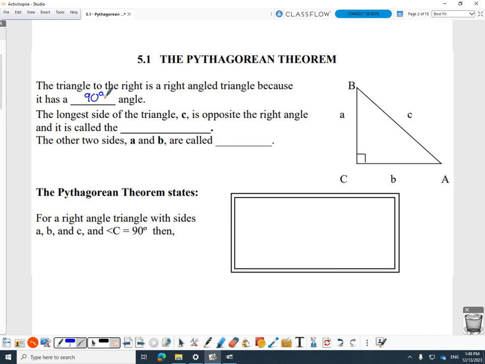Do you remember this symbol here, this little square in the corner? All that square means is this is actually 90 degrees. If that square is not there, you can't assume something is a 90-degree triangle. It's got to be there to know that it's a 90-degree triangle. The longest side of the triangle, c, is opposite to the 90.